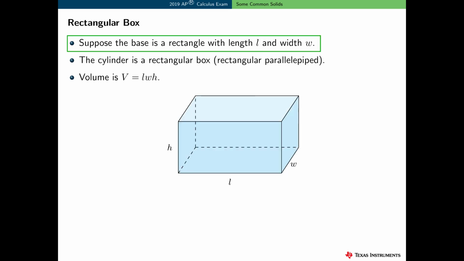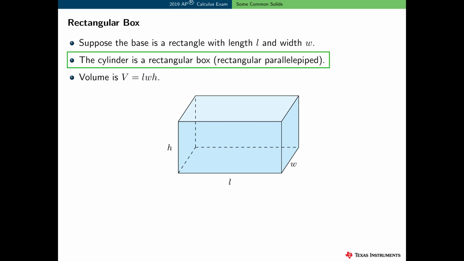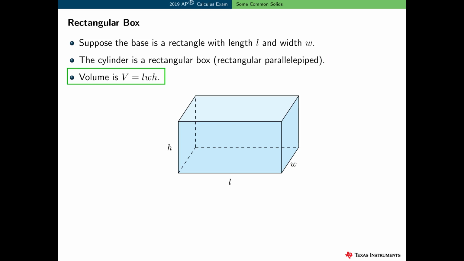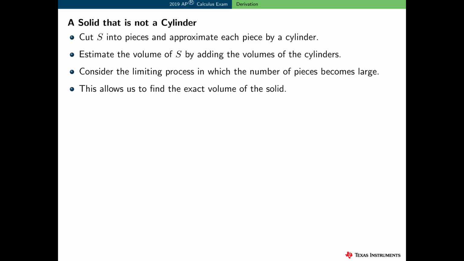And finally, if the base of the solid is a rectangle with length L and width W, then the cylinder is a rectangular box, also called a rectangular parallelepiped. But the volume is found in the same way. It's the area of the base, L times W, times the height, h. So the volume is L times W times h. Now these definitions of volume all seem pretty reasonable.